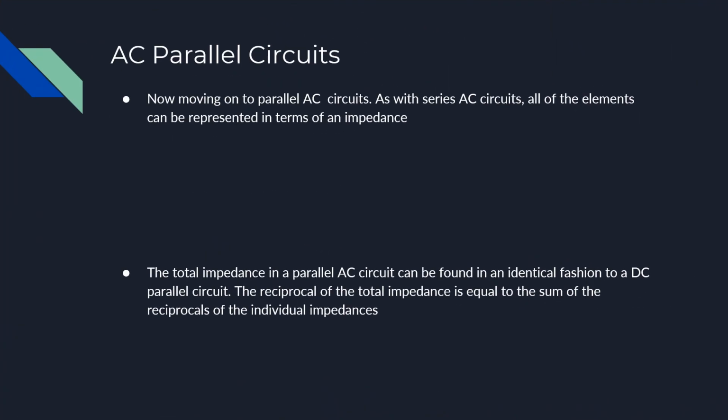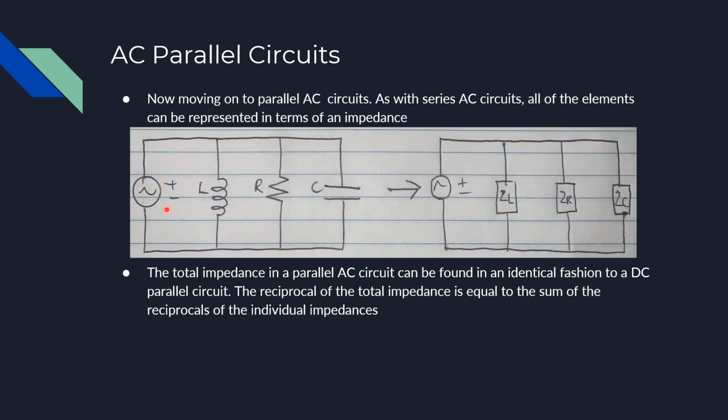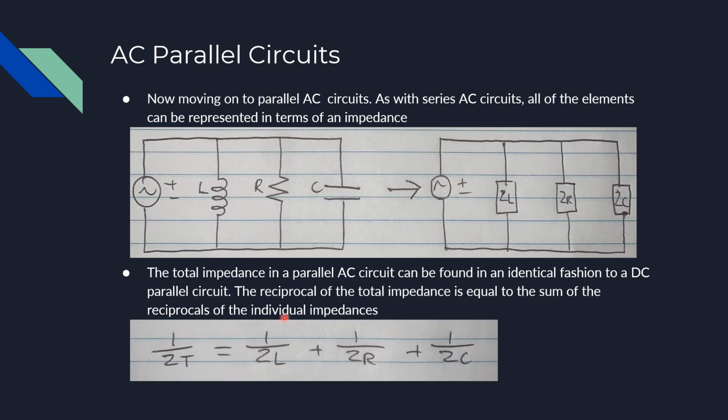Now moving on to parallel AC circuits. As with series AC circuits, all elements can be represented in terms of impedance. That means the elements can be replaced once again with their impedances in the circuit. The total impedance is then given by this formula, where the reciprocal of the total impedance equals the sum of the reciprocals of the individual impedances.